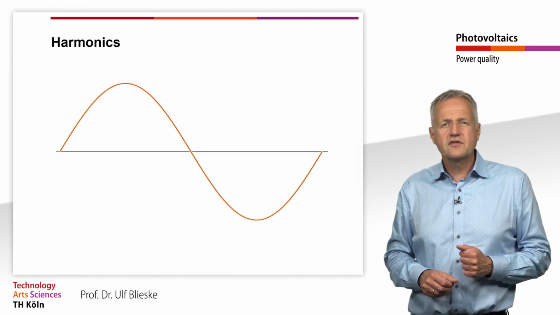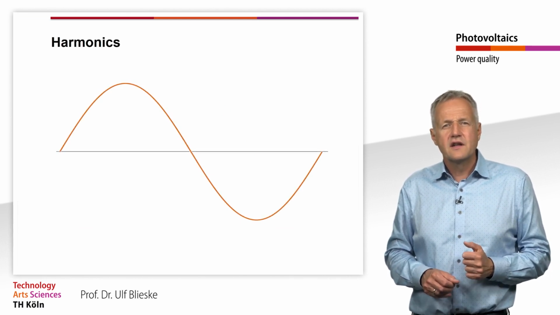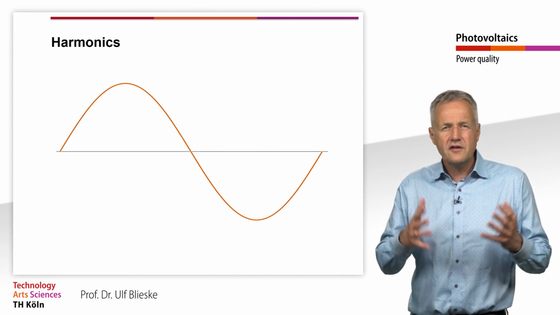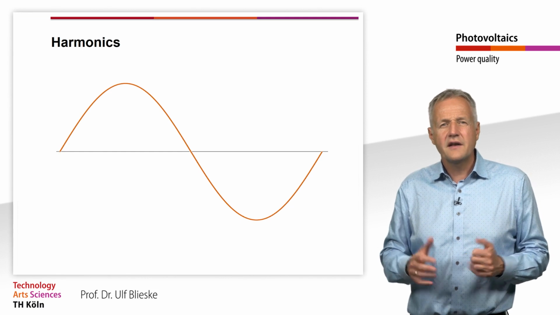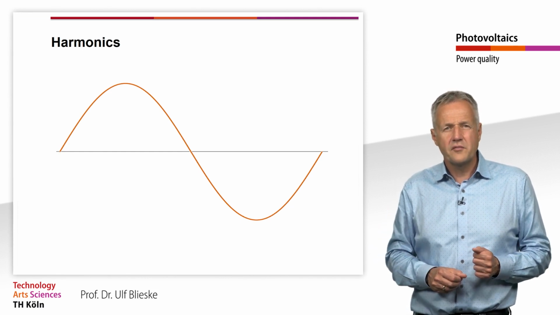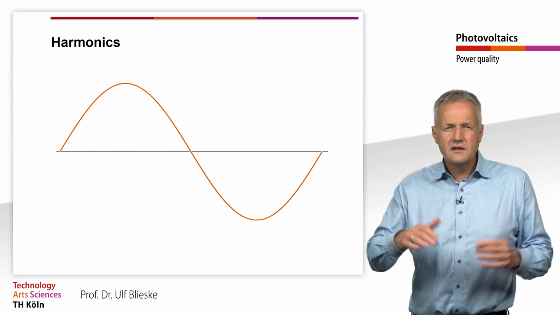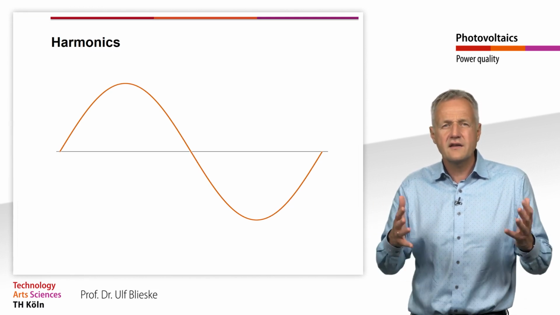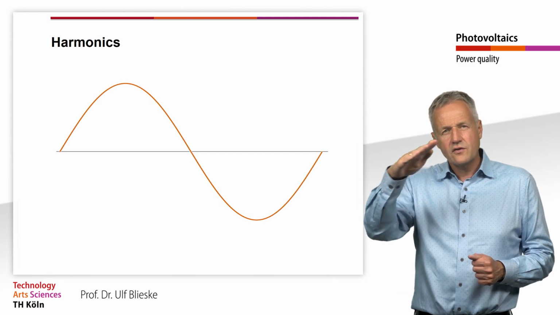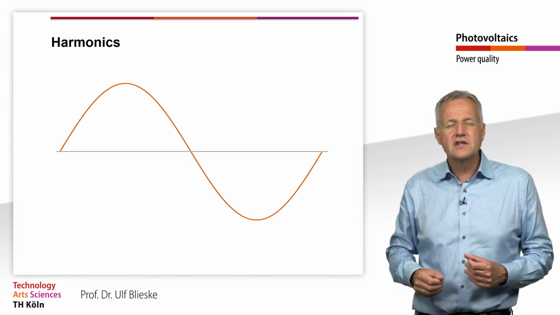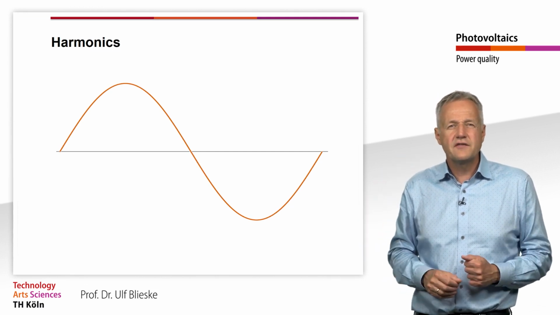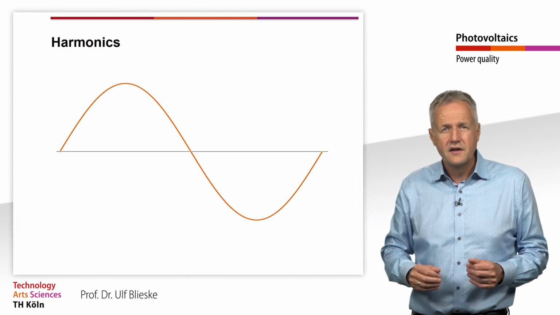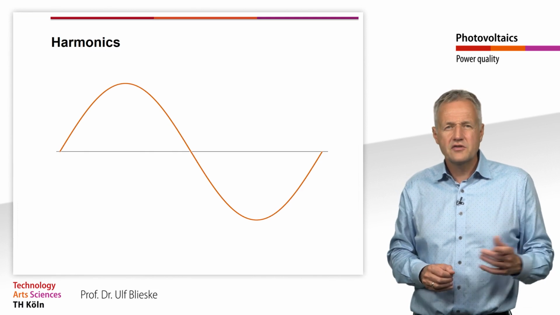We now come to the last power quality factor that we want to discuss today, the harmonics. First, let's take another look at an ideal AC current waveform. In the ideal case, the current oscillates with a frequency of 50 Hz and has an exactly sinusoidal curve. In reality, however, the curve usually deviates considerably from an ideal sinusoidal curve. This is where harmonics come into play.